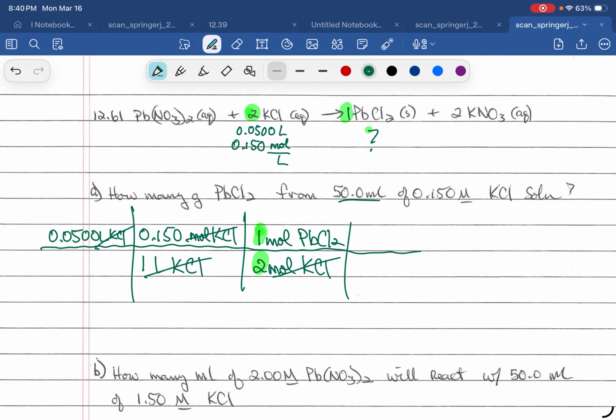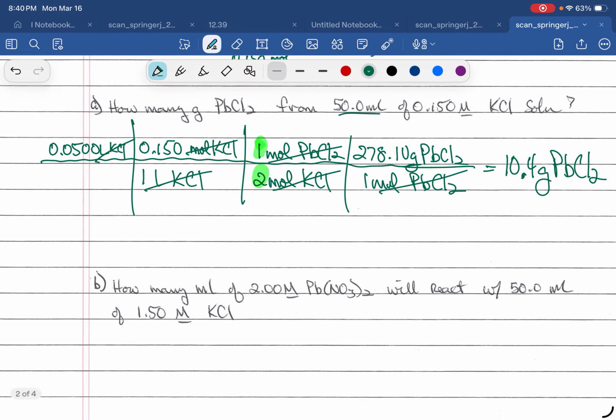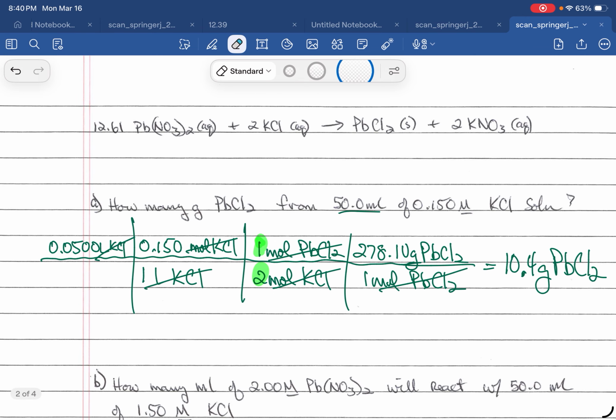And then we're going to need the molar mass of PbCl2, which just happens to be 278.10 grams PbCl2 and 1 mole PbCl2. Moles of PbCl2 cancel. My answer is 10.4 grams PbCl2. Hopefully you were able to follow along. You can always pause and go back and slow down and whatever you need to do. All right, so that took care of problem A. Let's go on to problem B.